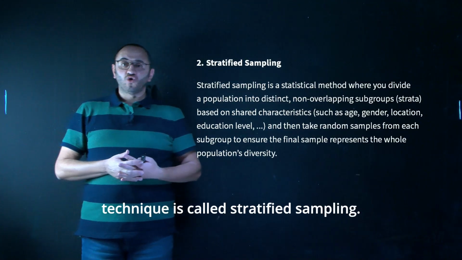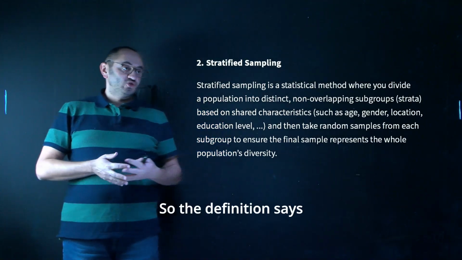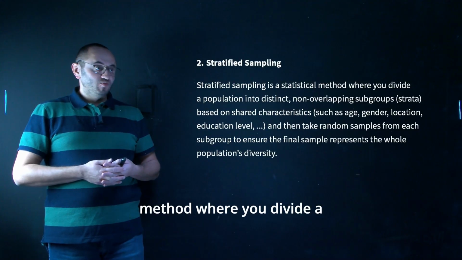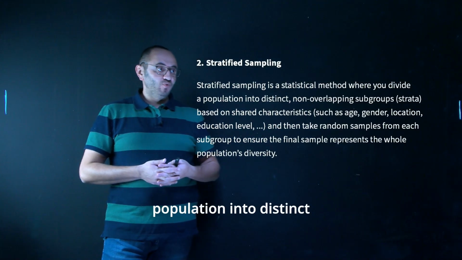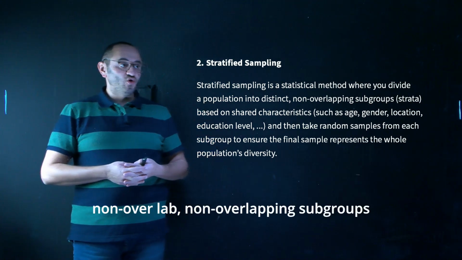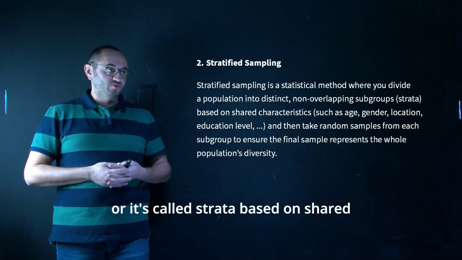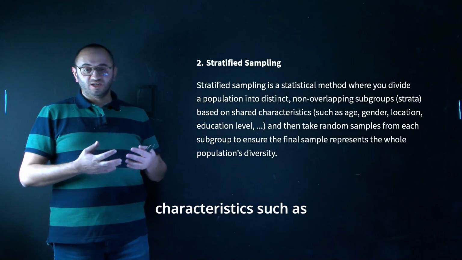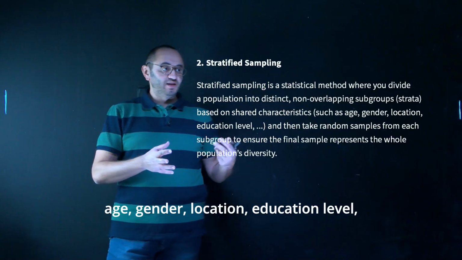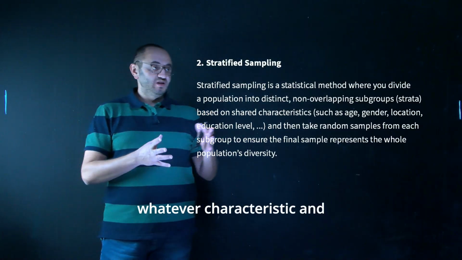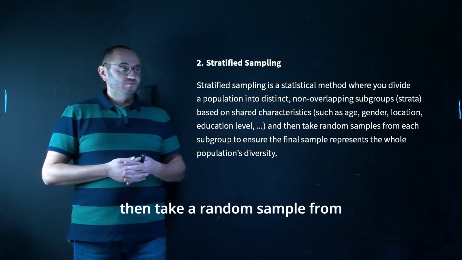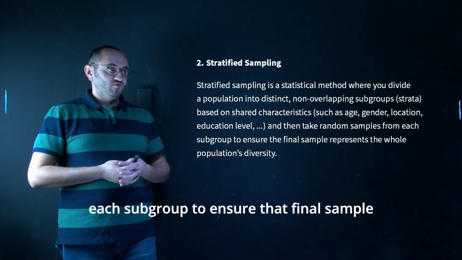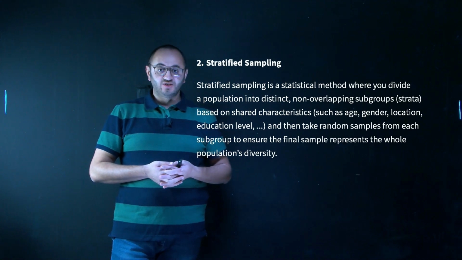The next technique is called stratified sampling. The definition says stratified sampling is a statistical method where you divide a population into distinct non-overlapping subgroups, or strata, based on shared characteristics such as age, gender, location, education level, whatever characteristic, and then take a random sample from each subgroup to ensure that the final sample represents the whole population's diversity.